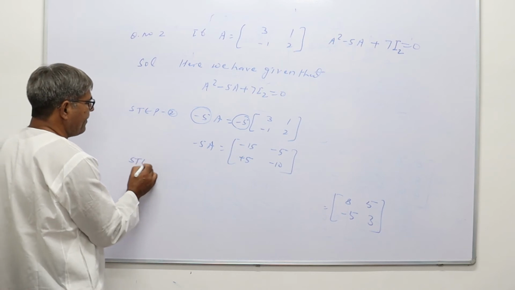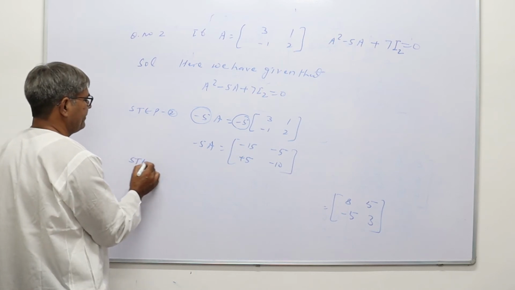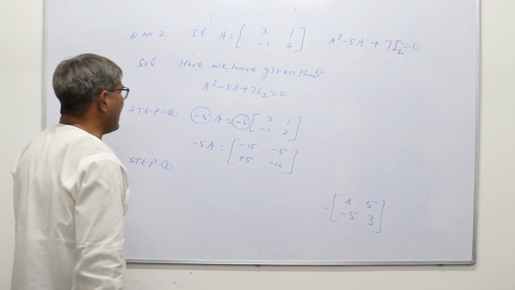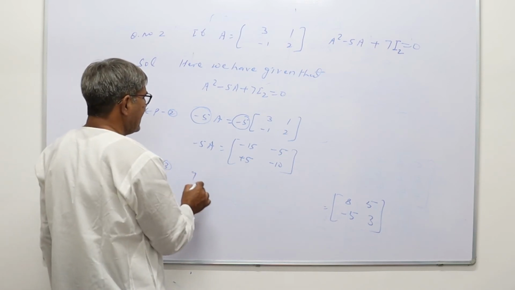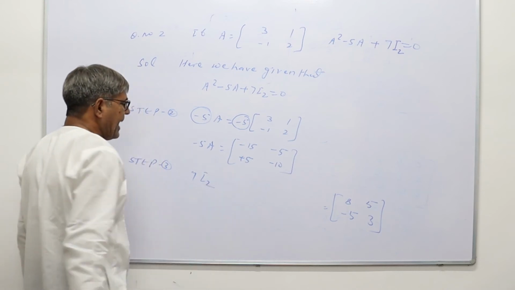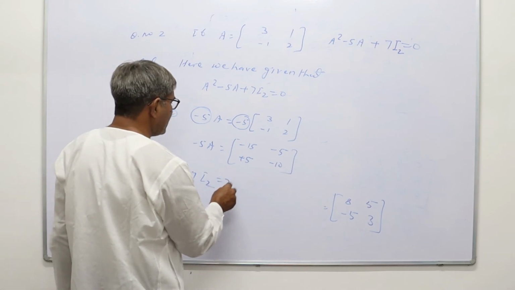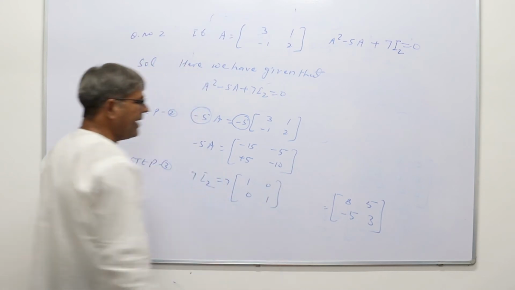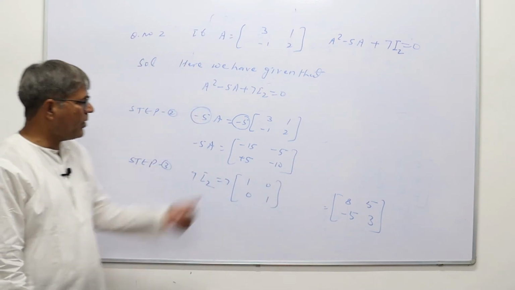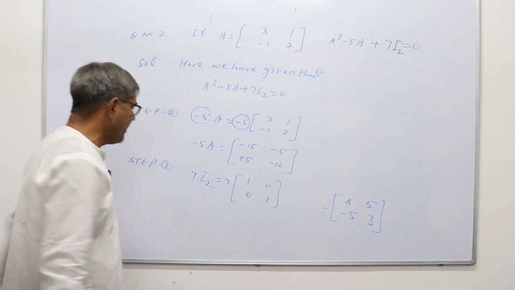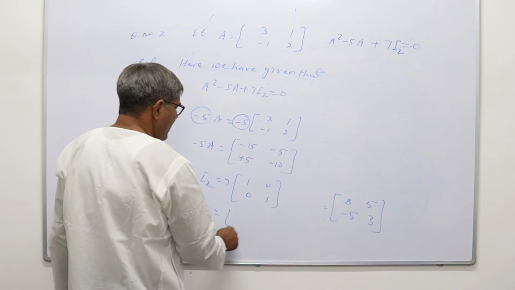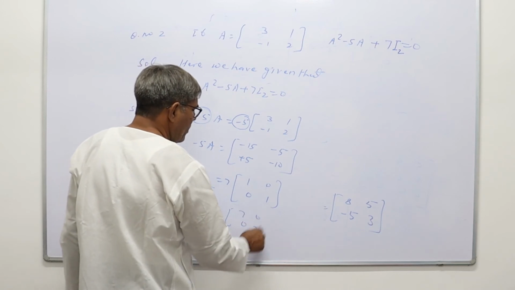Now in step third, what will we do? We will find 7I2, that is scalar 7 will be multiplied with the identity matrix of order 2. So 7 into I2. How will we write the identity matrix of order 2? 1, 0, 0, 1. Now 7I2 will be equal to 7, 0, 0, 7.